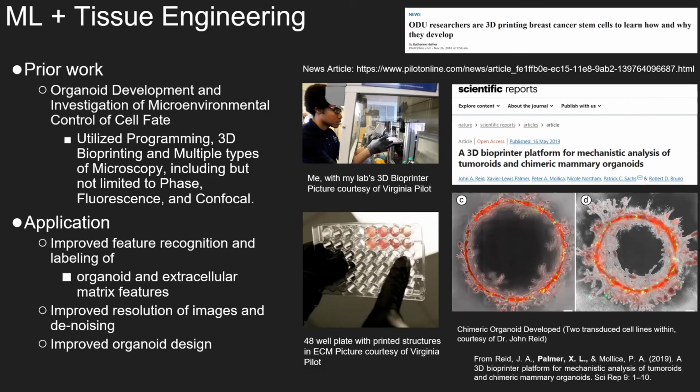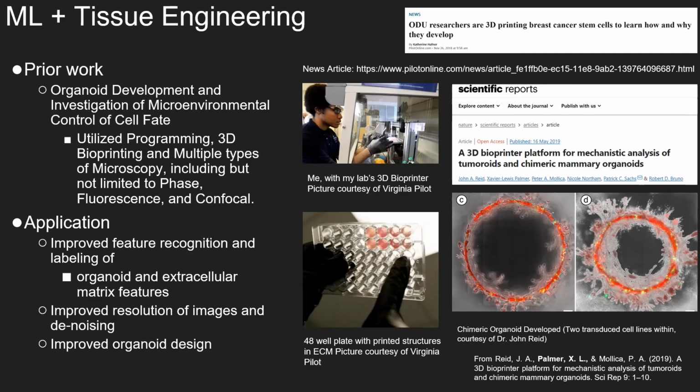This work utilized plenty of programming, 3D bioprinting, and most importantly, multiple types of microscopy, including, but not limited to, phase, fluorescence, and confocal. The two images to the left are from an interview that I had with Virginia Pilot, and I have a link above the top left picture that y'all should feel free to read. It talks about the work that we were doing about 4 years back, but it's very much relevant. You see me with my printer, and below you see one of the cell plates with extracellular matrix that we printed into.